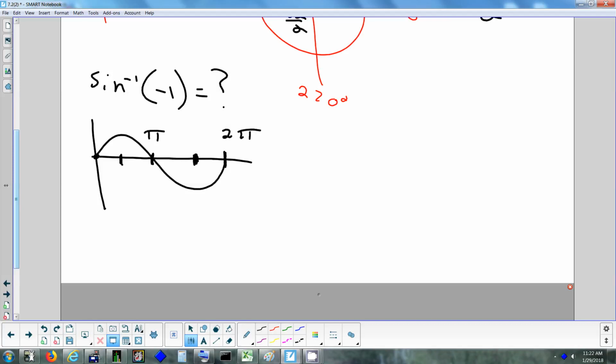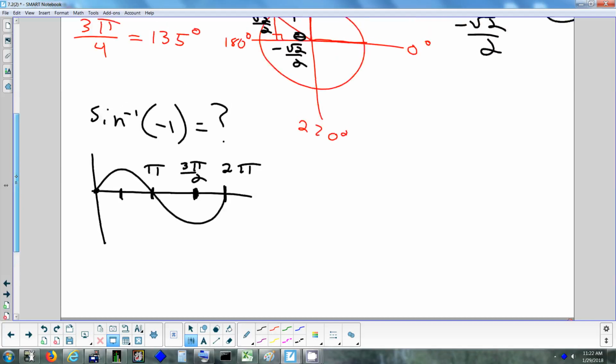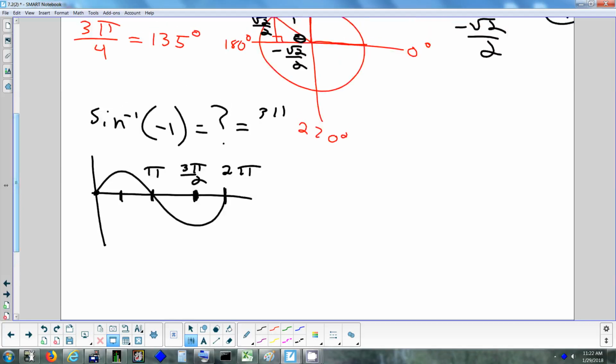Yeah? 3 pi over 2. Exactly. If you're thinking in degrees, it's 270. That's what's between, that's the 3/4 point. If you're thinking in radians, it's 3 pi over 2. So we just answered the question without using a calculator. Again, that would only work if the answers come out very special.